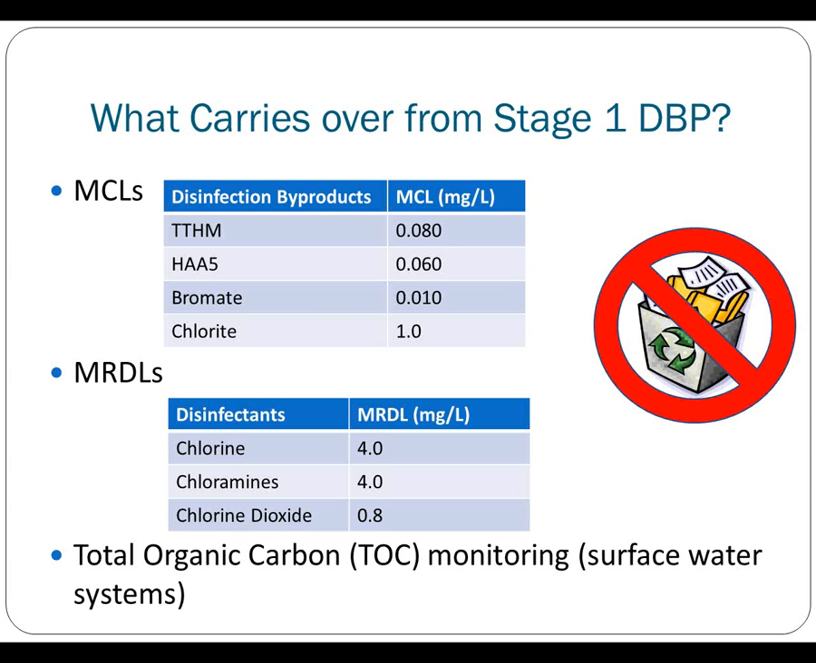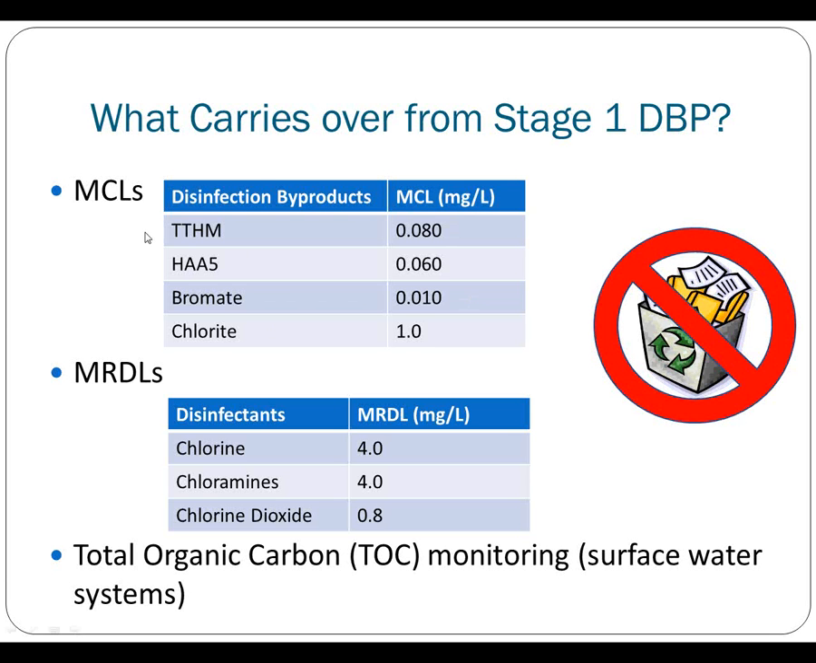Things that carry over from Stage 1. The maximum contaminant levels for total trihalomethanes, haloacetic acids, bromate, and chlorite are all at the levels that they were under Stage 1. And moving forward, even though the regulations have the TTHM, HAA5, and bromate in milligrams per liter, I will be converting that to micrograms per liter using 80, 60, and 10 micrograms per liter.